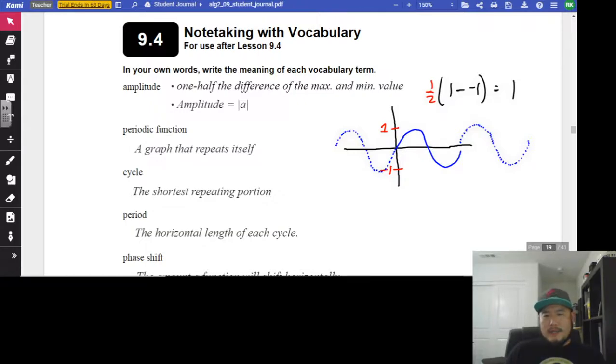So the solid one that you see is a graph that repeats itself. That would be your periodic function. Okay. The period is the horizontal length of each cycle. So how long the actual cycle is before it repeats itself would be considered the period.